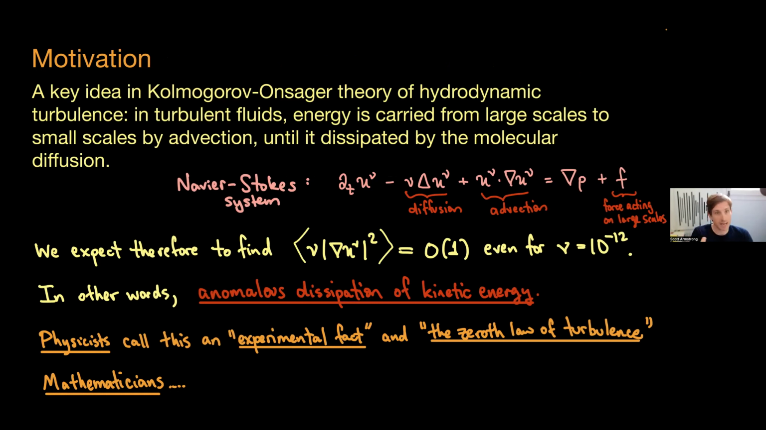The basic idea, as I understand it, in Kolmogorov's theory of turbulence, is that for very turbulent fluids, you have this parameter nu, the viscosity, which is small. If the fluid is turbulent, then you expect that this analog of what I was calling the dissipation of scalar variance, and I have brackets here because I'm thinking of a statistical ensemble, but it means some kind of average. If you look at the kinetic energy and average it, it should be O of 1, even for very small viscosity. This is called anomalous dissipation of kinetic energy.